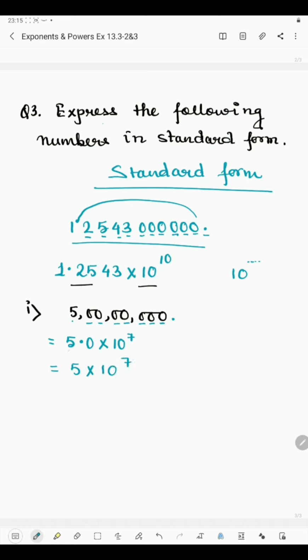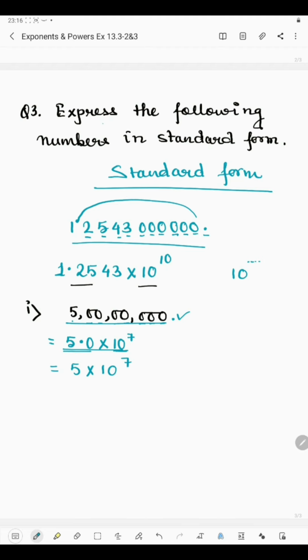Now when we are writing 5.0, the number is getting smaller, and when you multiply by 10 to the power 7, we will get the previous number. So that means to make this number and this number equivalent, we need to multiply by 10 to the power something. Whatever the power is will depend on the numbers we have. So this was part number 1.